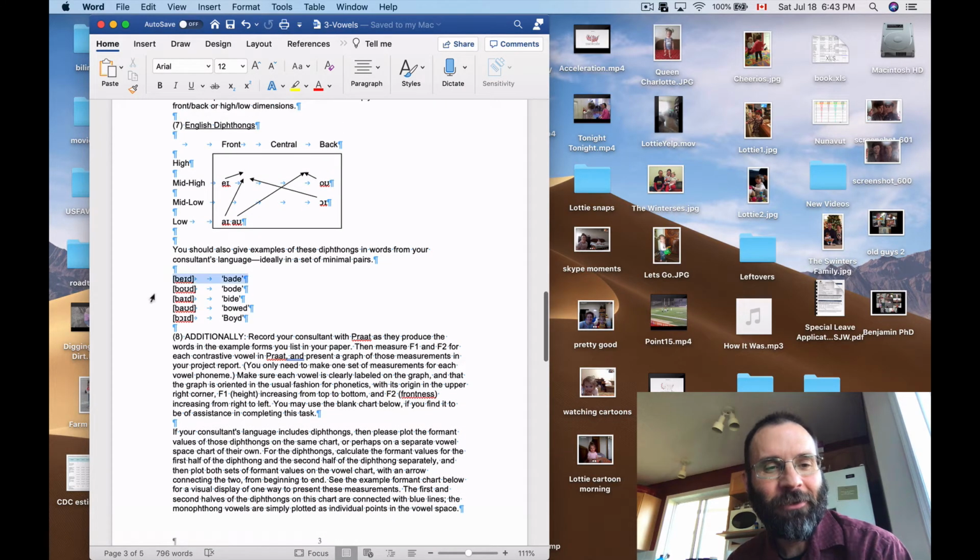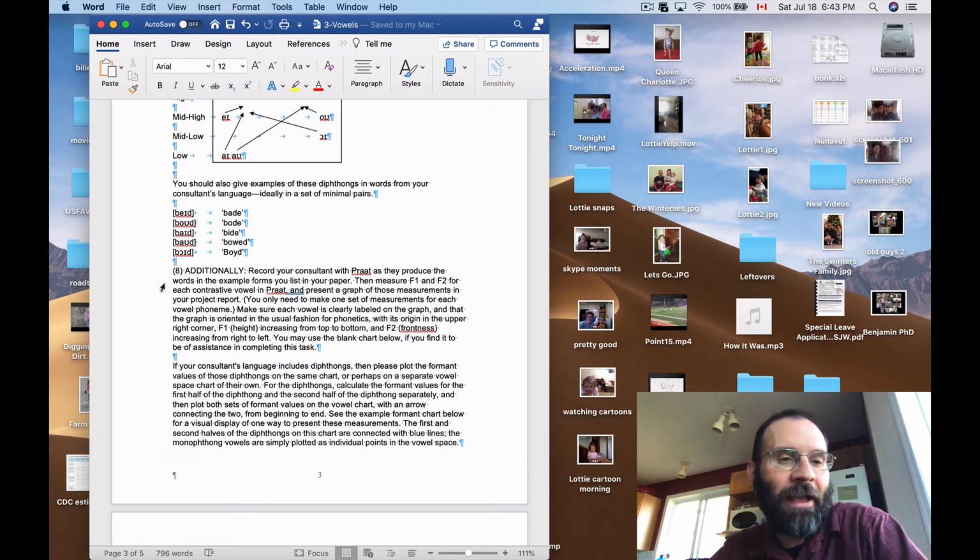And then you should present words in which you find these diphthongs in your consultant's language, like bade, bode, bide, bowed, boyd, and so on and so forth. You're going to have your consultant read these words too, and you will also make formant measurements of these guys. So that's the last part here.